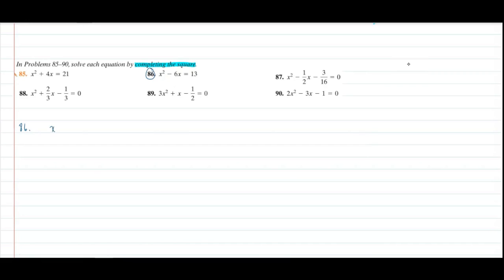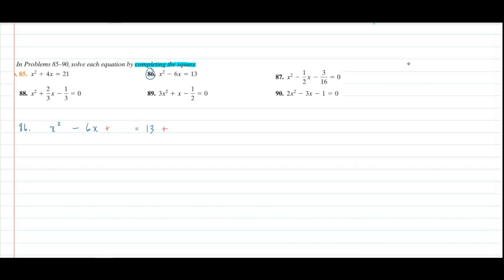The first thing that you do is you write down x squared minus 6x, and then you give yourself some space, and you write down is equal to 13. All right, that's step number 1. Now, step number 2 is you basically need to put an addition sign on the left side and an addition sign on the right side like this, okay?